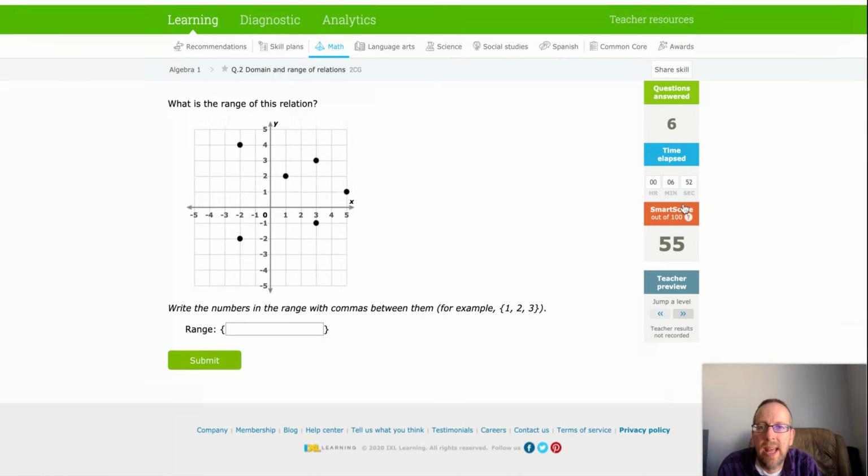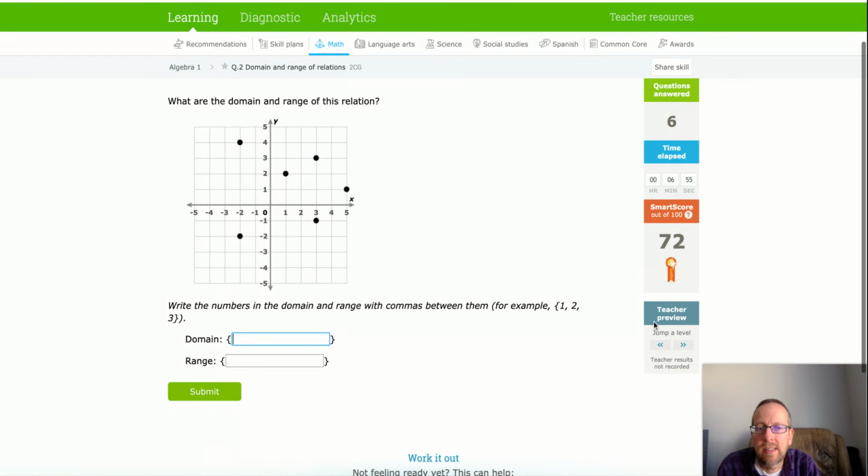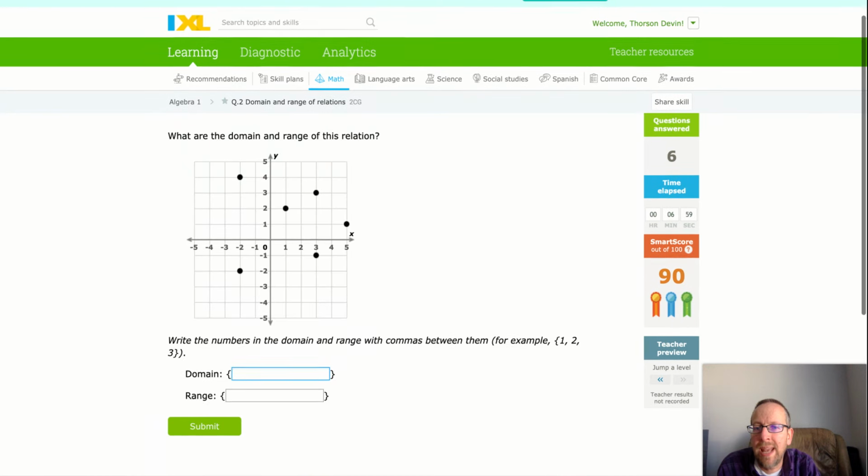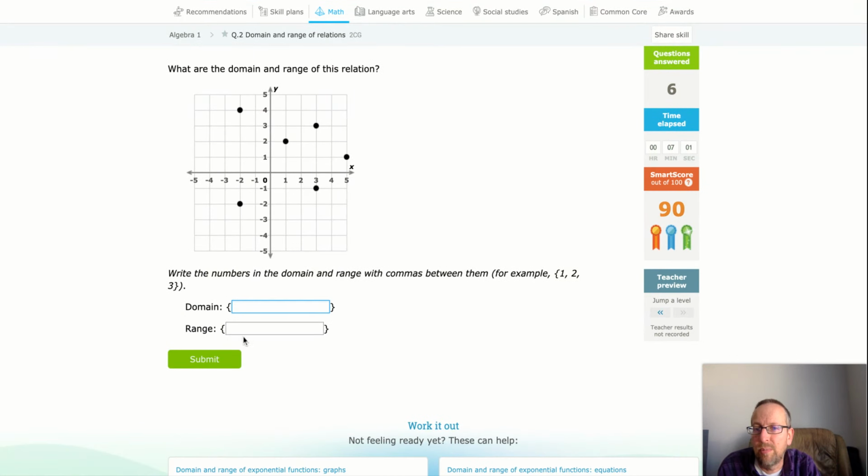Again, I'm going to skip ahead. Hopefully you're finding all these should be fairly simple. Just remember that now that you're having to do both, you'd have to go through it twice. For the domain, you're going to work your way from left to right. It has a domain value of -2 twice, but you don't need to repeat it. Domain value of 1, domain value of 3, again twice, but you don't need to repeat it. Domain value of 5. And then the range is working from bottom to top, moving up.